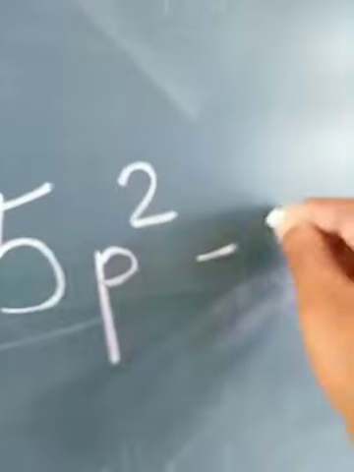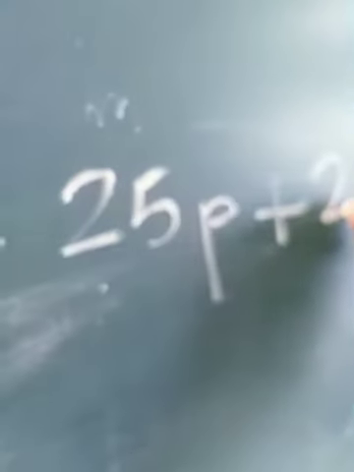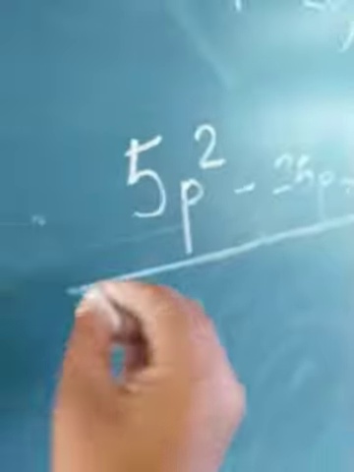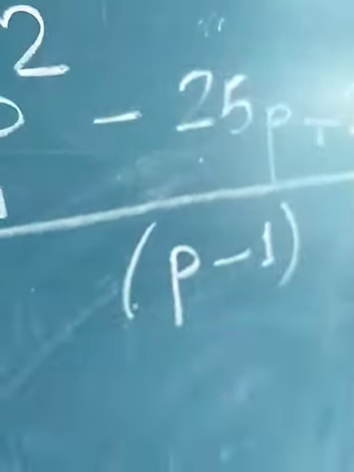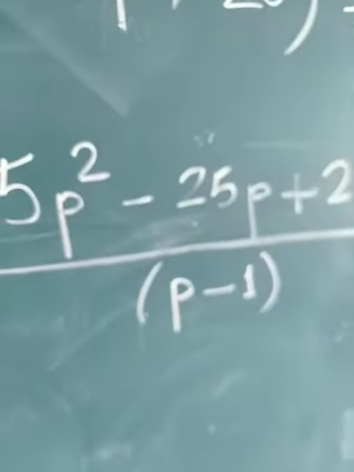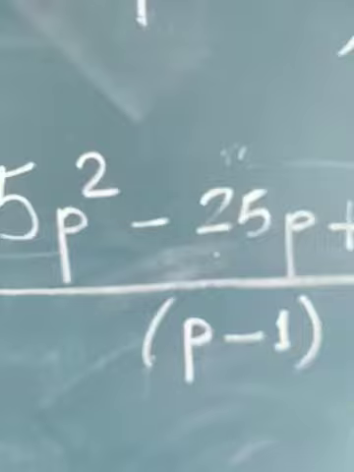Okay, so let me write it in another form, that is 5p square minus 25p plus 20 divided by p minus 1. Okay, now what we have to do first, we have to see that from these three terms any common factor is there or not.